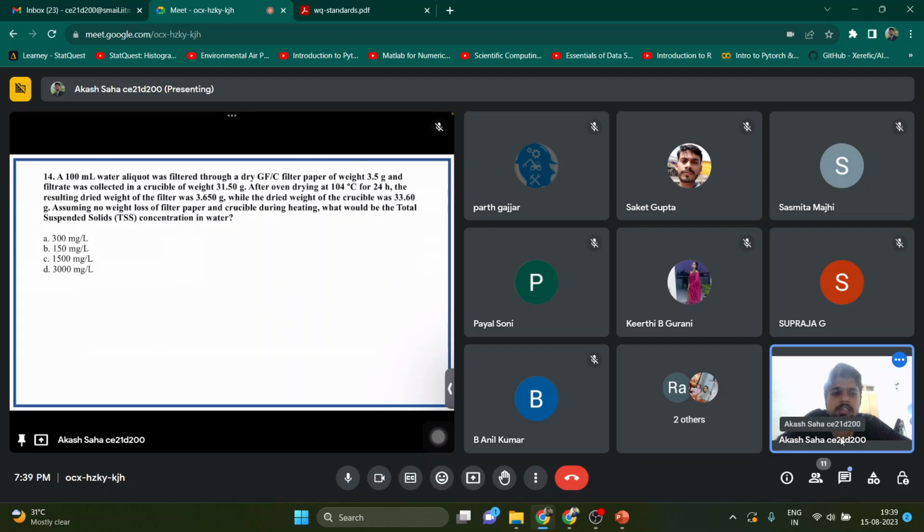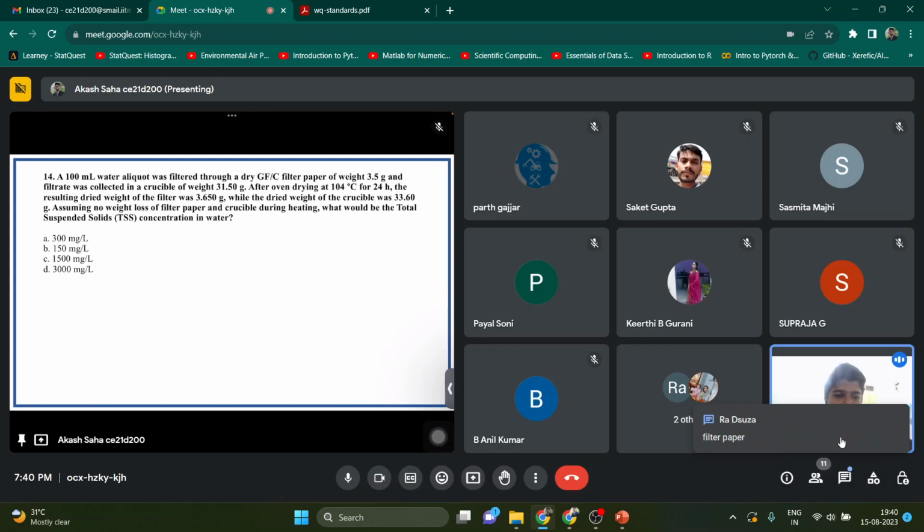Here we are asking about the total suspended solids concentration. So first of all, tell me, for total suspended solids or suspended solids, do we consider the filtrate part or the part which is on the filter paper? Which part do we have to see? If we are talking about suspended solids, we will check for the filtrate or the part which has been captured by the filter paper.